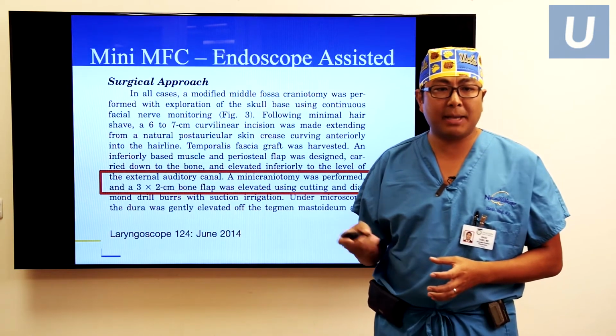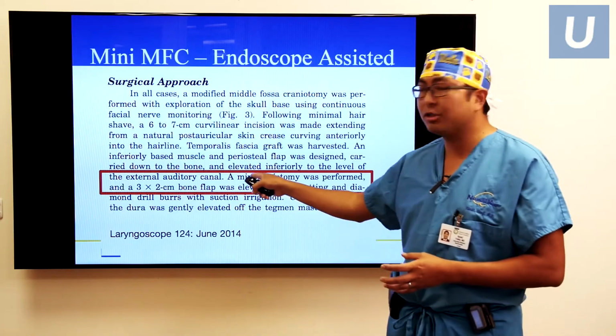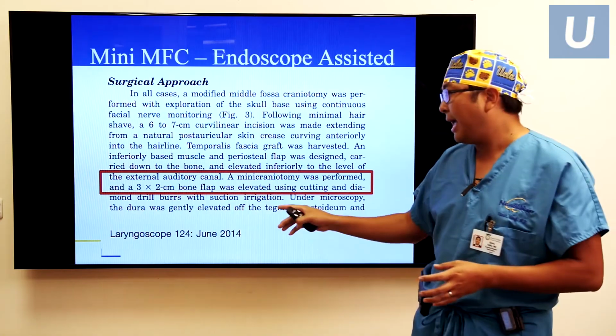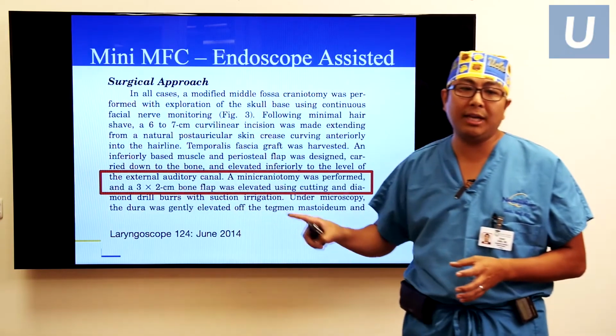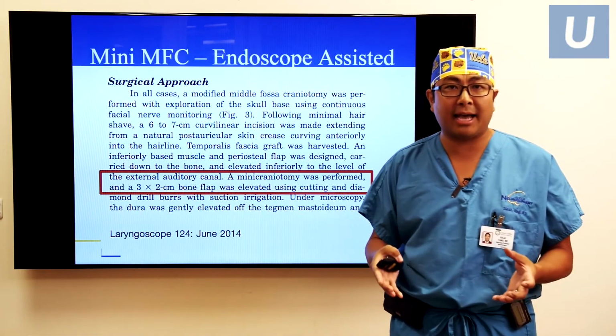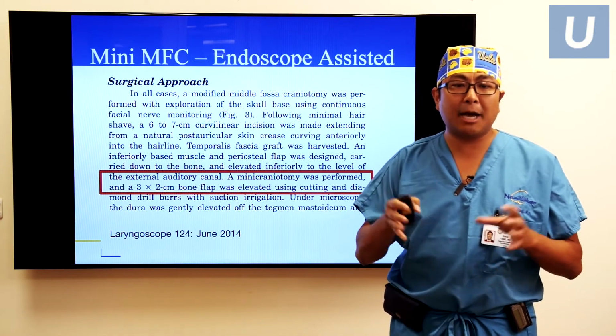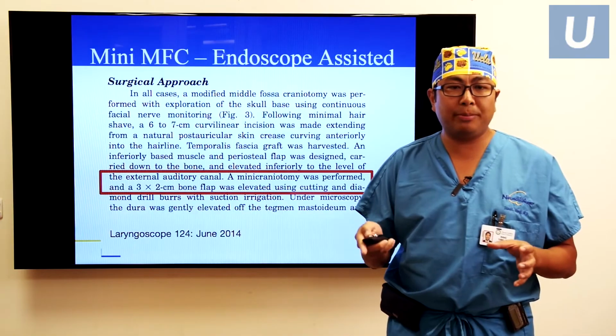And when you look at this paper, and this is straight out of that paper, they describe a mini craniotomy. So they do a mini middle fossa craniotomy, and this craniotomy is about 3 by 2 centimeters. And I agree with that. So a mini craniotomy is about 3 by 2 centimeters. That's how big the bone flap has to be in order to use an endoscope.